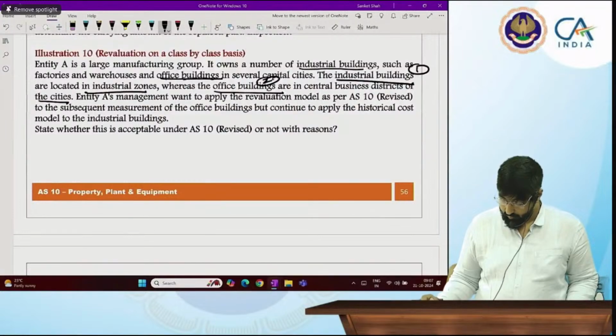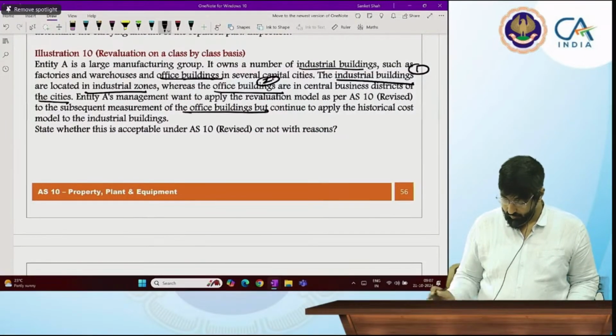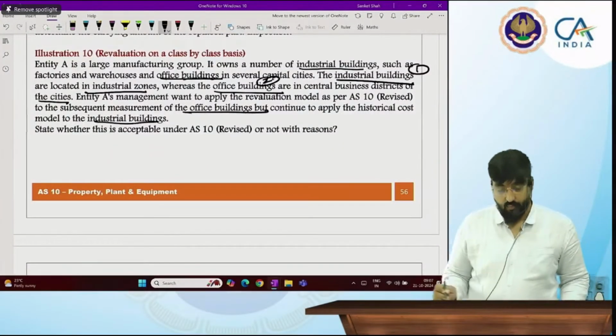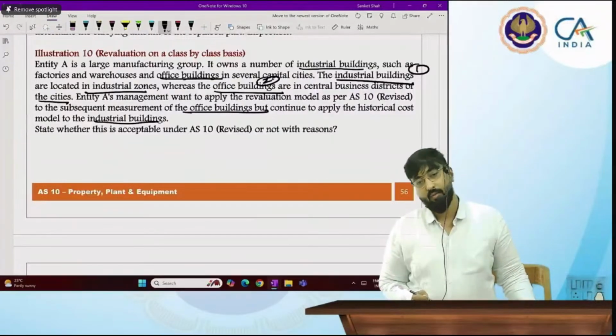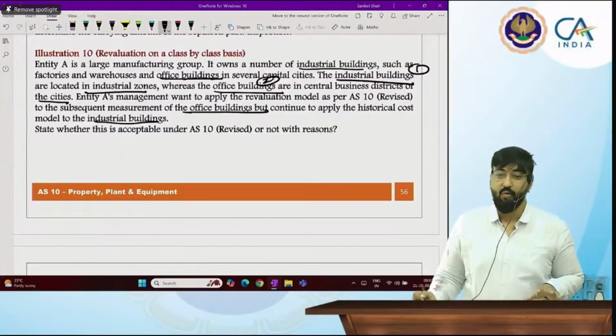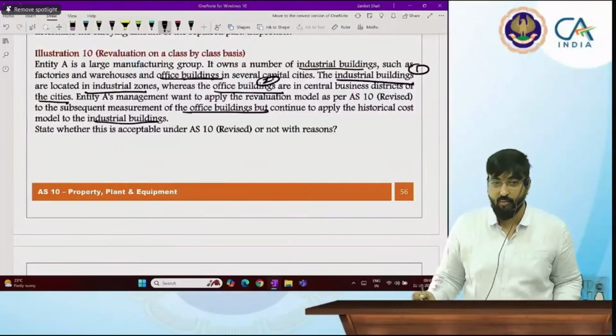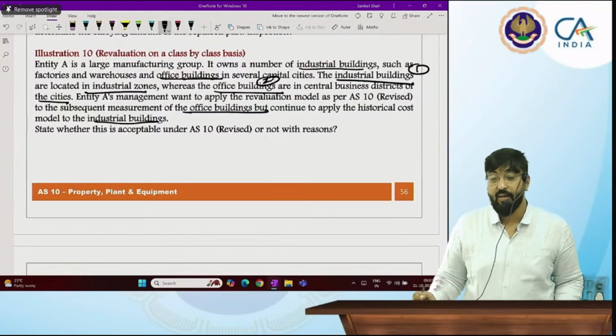Entity A management wants to apply the revaluation model as per AS 10 revised to the subsequent measurement of the office building, but continues to apply the historical cost model to the industrial buildings. State whether it is applicable or not. Office building they don't have to use this revaluation model. Sorry, they have to use this revaluation model, but industrial building they will continue with the cost model.